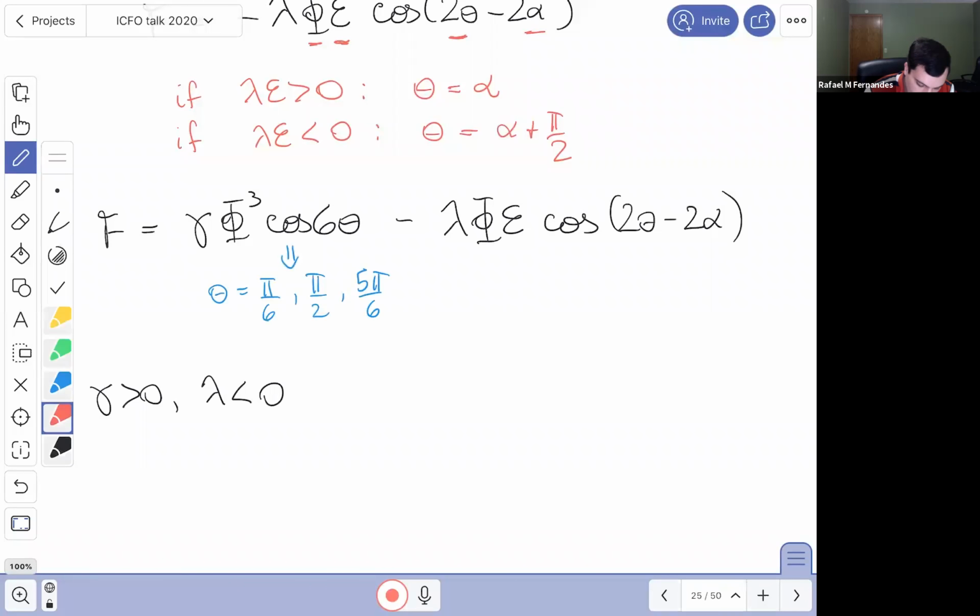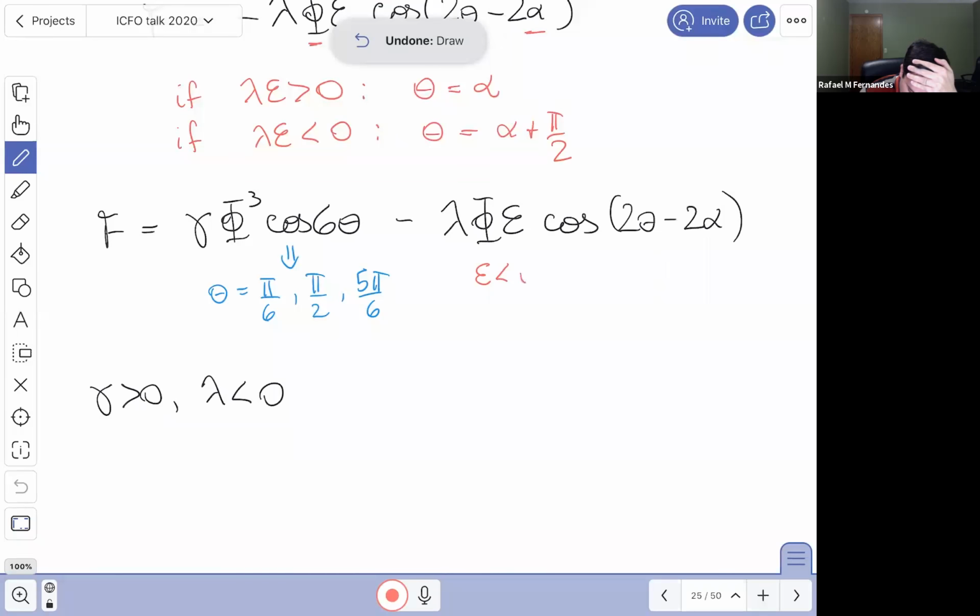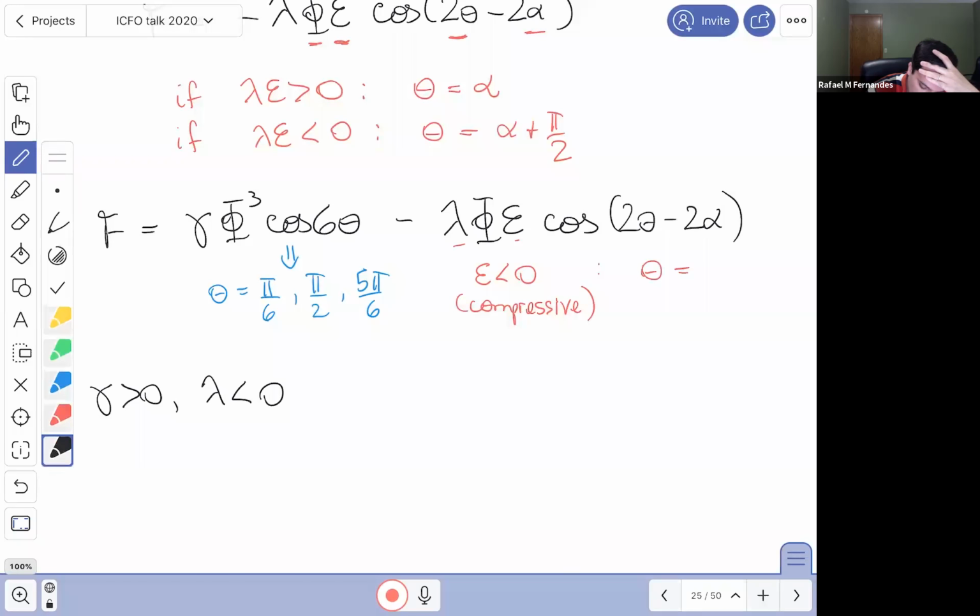Now, what about the second term here? Well, now it depends on lambda epsilon being positive or negative, okay? Let's say that I apply compressive strain. So I'm compressing my sample. Then, well, lambda is negative, epsilon is negative, so overall I get a positive sign and a minus in front. So I minimize theta to be alpha. So let me say now for concreteness that I'm applying strain along the y-axis, okay?